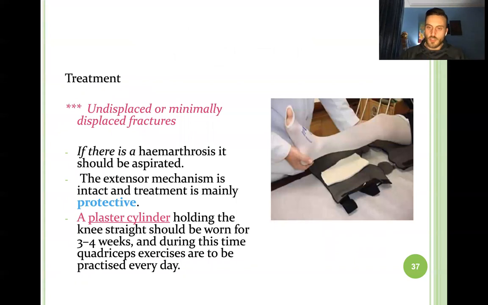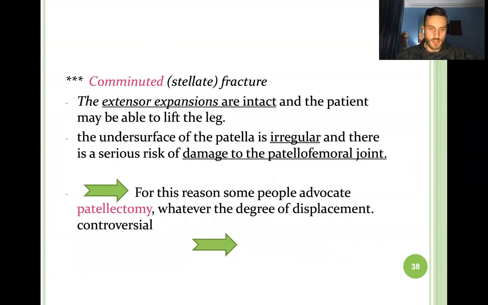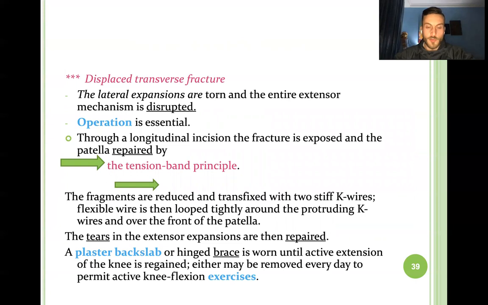Treatment: if it is not displaced, you can put the patient in a plaster cylinder, which is a long POP. It gives your patient the ability to walk, and the patella heals, but he cannot bend, because if he bends, the quadriceps will function and pull the proximal pole of the patella, and it will be distracted. That's why you have to keep it in full extension. With the cylinder the patient can walk for 4 to 6 weeks and everything is going to be fine. If it's comminuted, you try to get the best anatomical reduction, but if it's severely comminuted, we have to do patellectomy, which requires more force from the quadriceps to function normally.